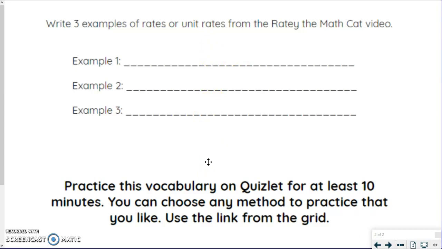Then go practice your vocabulary on Quizlet using the link in the grid. Do it for at least 10 minutes using any of the methods on Quizlet that you would like to try. Okay, good luck!